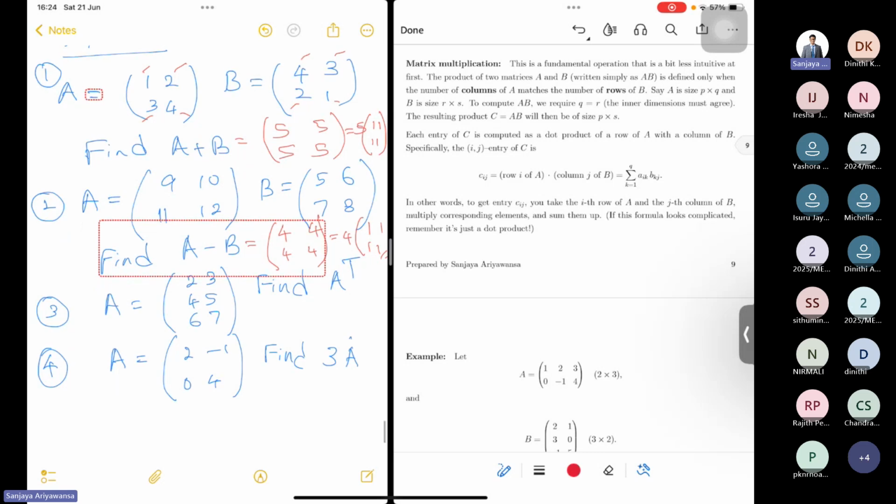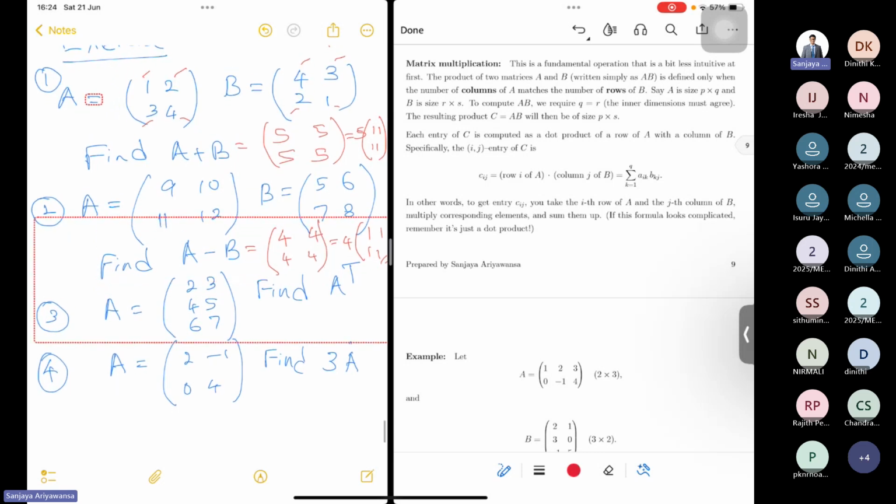And then you have to find the transpose of A. The transpose of A is also very simple. What is it? You have the first column, you put it as a row. The first column is 2, 4, 6, you write it down as a row 2, 4, 6. The second column is 3, 5, 7. You write it down as the second row. That's what you get. That's the transpose of A.